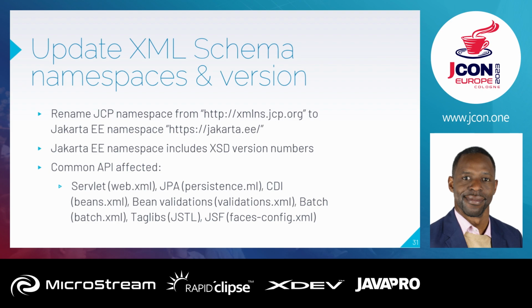Your versions would have to change. As I said in the beginning, it is better to read the specification because every API has its own version, its major version and minor version, and that's also reflected in your XML schema. So the popular common ones will be your persistence.xml and web.xml. You are all familiar with all of them. So that's what you need to look out for.